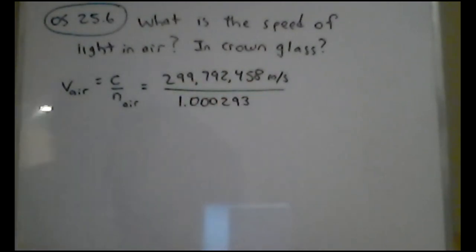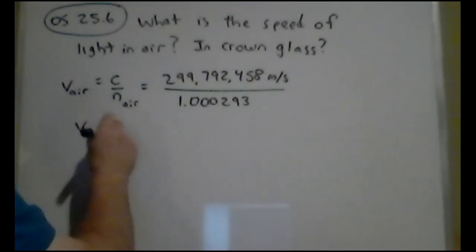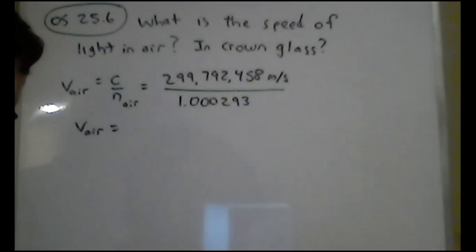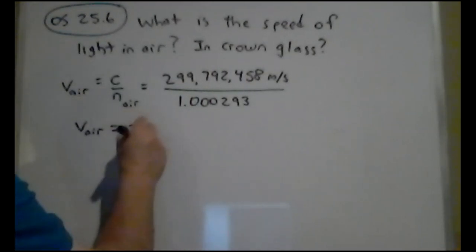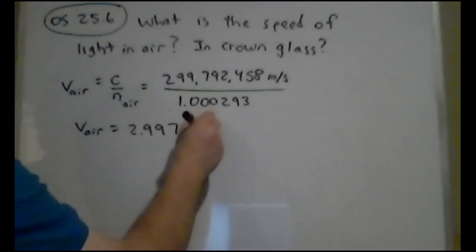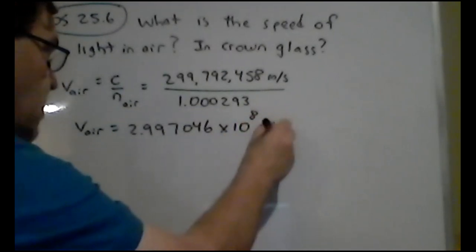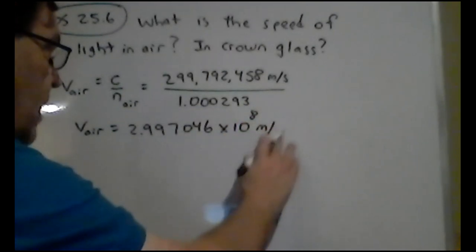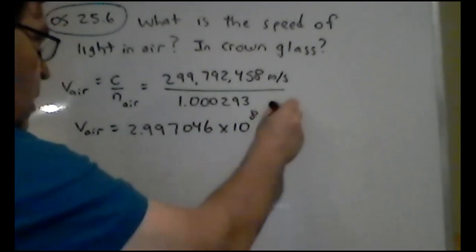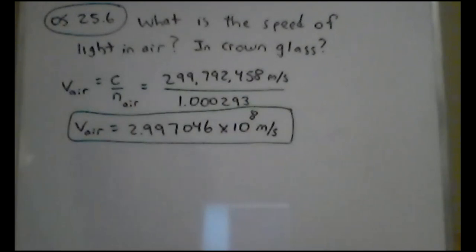All right, and so I can write that the speed of light in air is going to be 2.997046 times 10 to the 8th meters per second. So it just slows down a little bit. The speed of light in air is very close to what it is in a vacuum, just ever so slower.